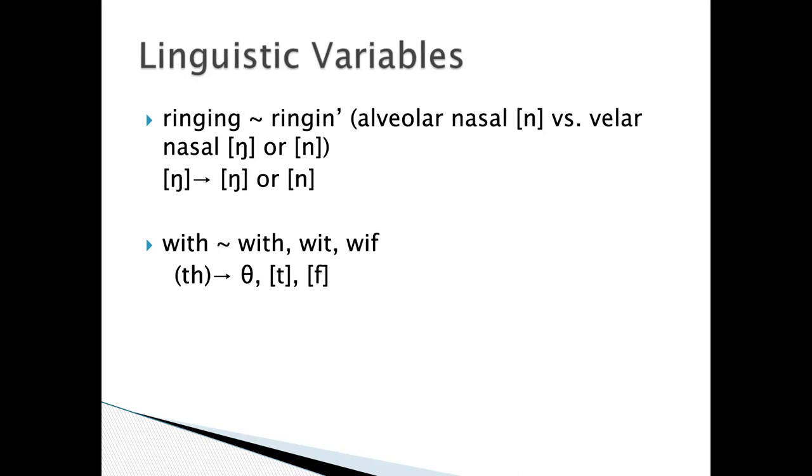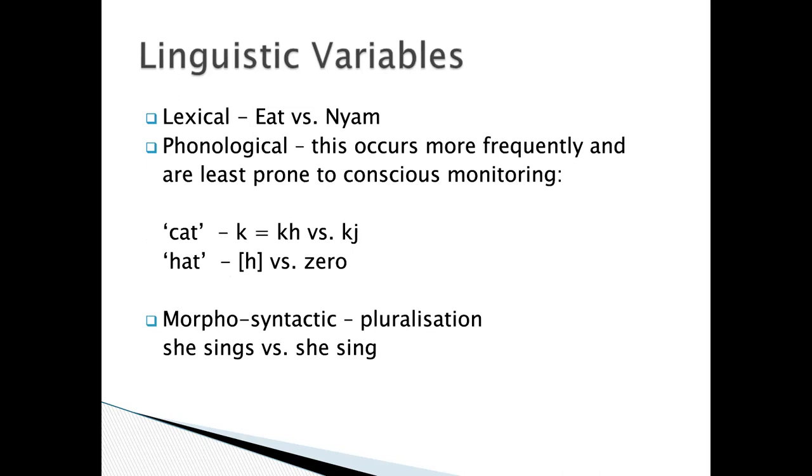All right, let us look at some lexical variables now. So eat versus nyam, for instance, girl versus gal, etc. With some phonological ones, you have cat versus cat, or garden versus garden, and then the use of the H. And of course, morphosyntactic variables, for example, pluralization, she sings versus she sing. And this can mean the difference between two dialects. So with African American Vernacular English, they would say she sing. Oh, she sing so good, or whatever. And then Standard American English would be she sings, right?